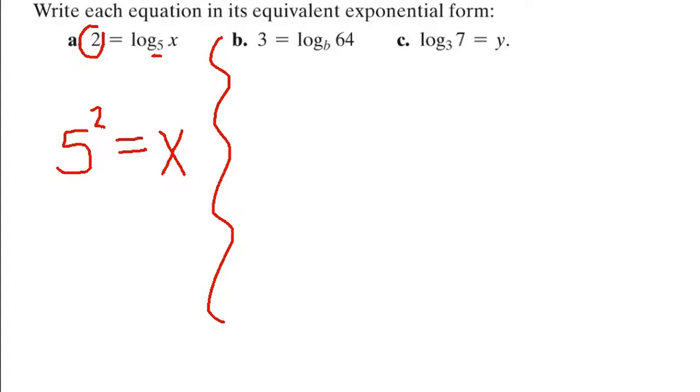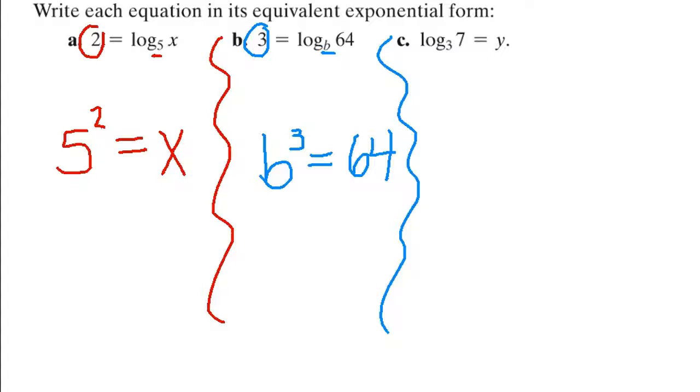So let's try that again. I start with the base of my logarithm, and it's to the power of what the logarithm was equal to. And that exponential equals the input of the logarithm. Again, I start with the base of the logarithm, so 3. I raise it to what the logarithm is equal to. And that exponential equals the input of the logarithm.